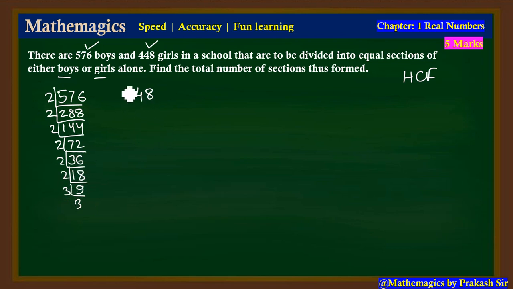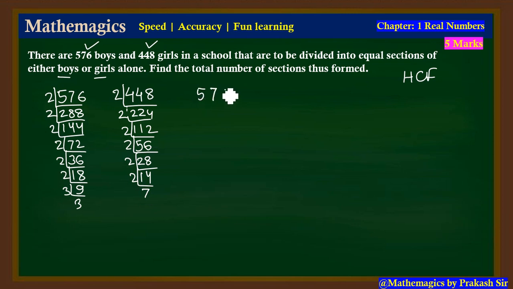Now 448. So here 2 will go, 224. 2 will go, 112. 2 will go, 56. Here 2 will go, 28. 2 will go, 14, then 2 will go, 7. So here I can say that 576 is written as, how many times are 2s there? 1, 2, 3, 4, 5, 6. So 2 to the power 6 multiplied by 3 squared. Now the other number is 448, and again 2 is there 6 times, multiplied by 7.